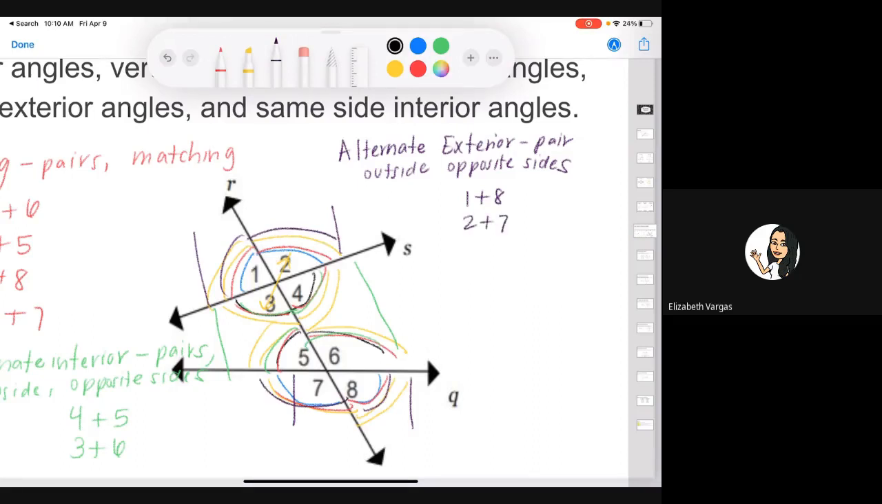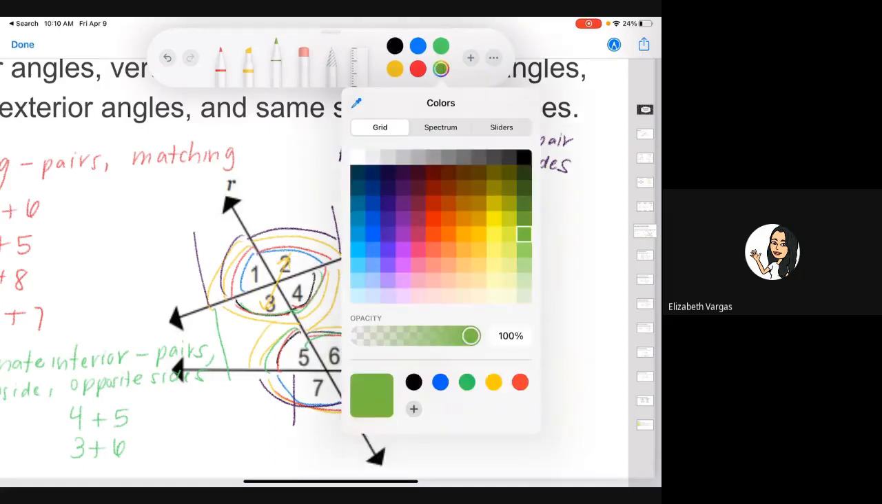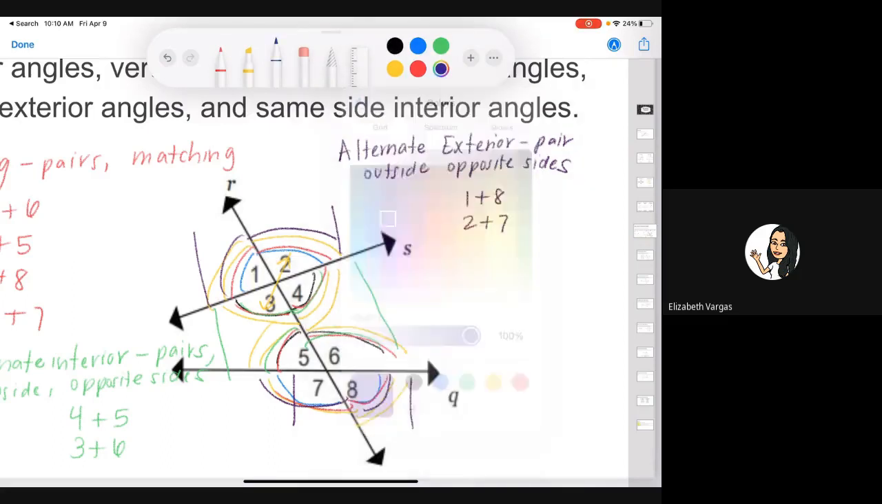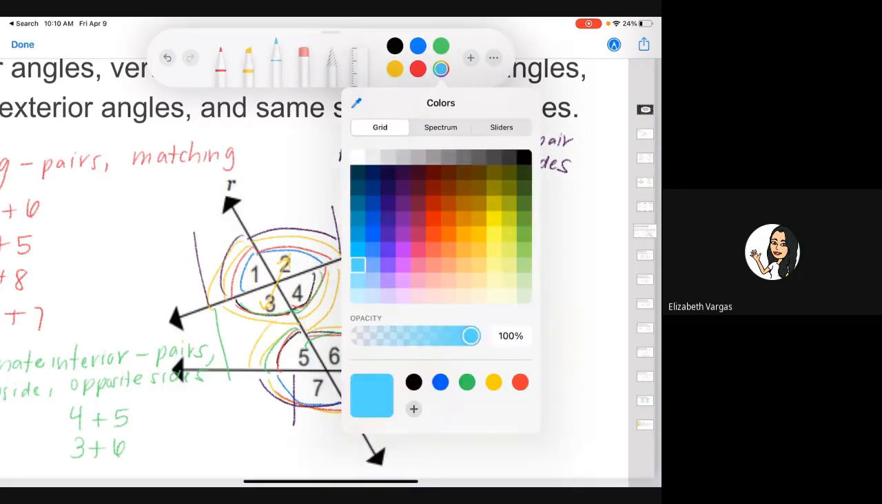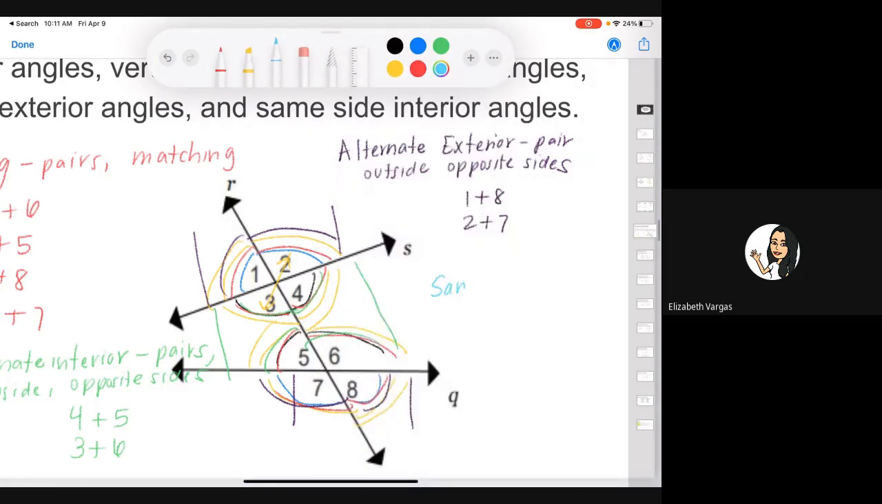And then lastly, we have same side interior angles. So first thing, we need them to be interior angles, and these are going to be pairs of angles on the inside. So we're limited to the interior, 3, 4, 5, and 6. But these are going to be angles on the same side, not on opposite sides. So 4 and 6 are interior angles on the same side, and 3 and 4 are interior angles on the same side, or 3 and 5.